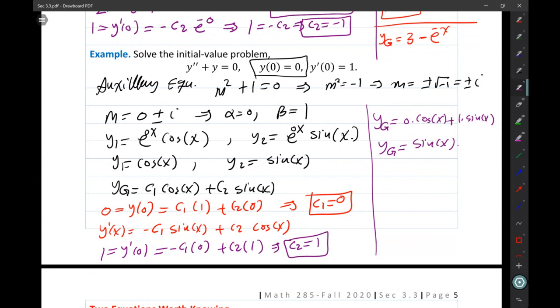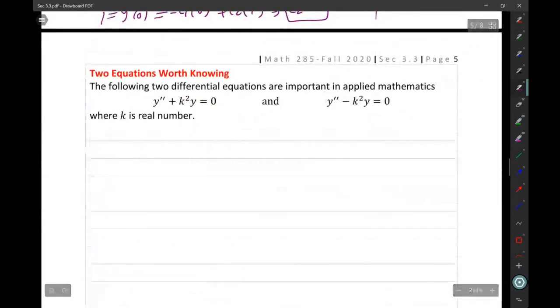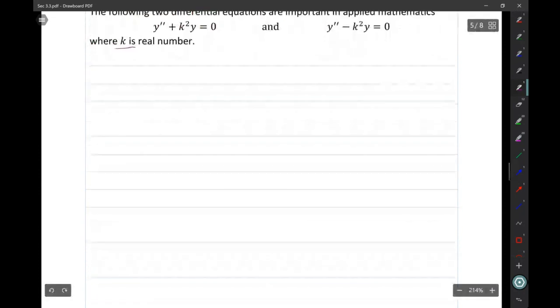Okay, continue for the next examples. Here we have two known equations. The following two differential equations are important in applied mathematics: y'' + k²y = 0, where k is a real number, and y'' - k²y = 0. Let us solve each one of those separately.